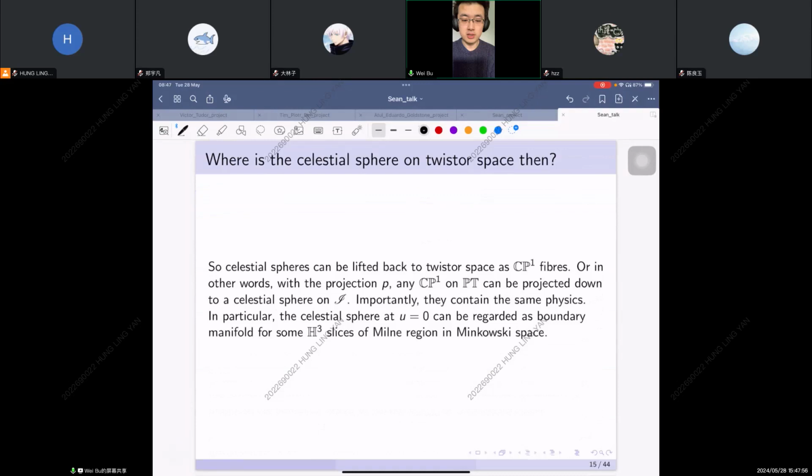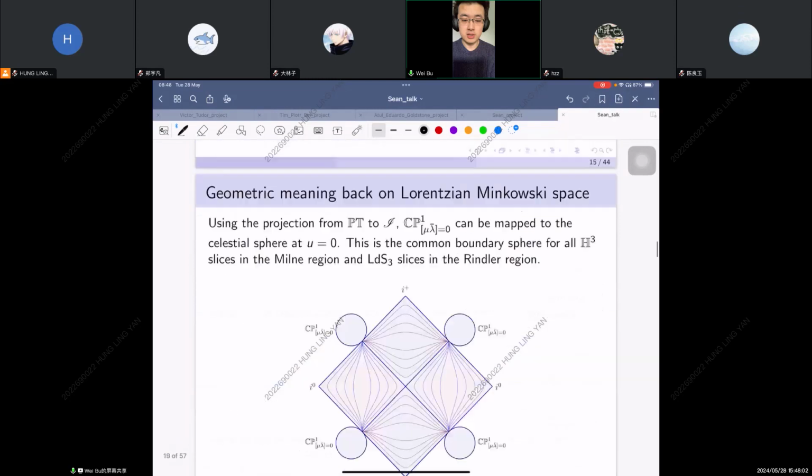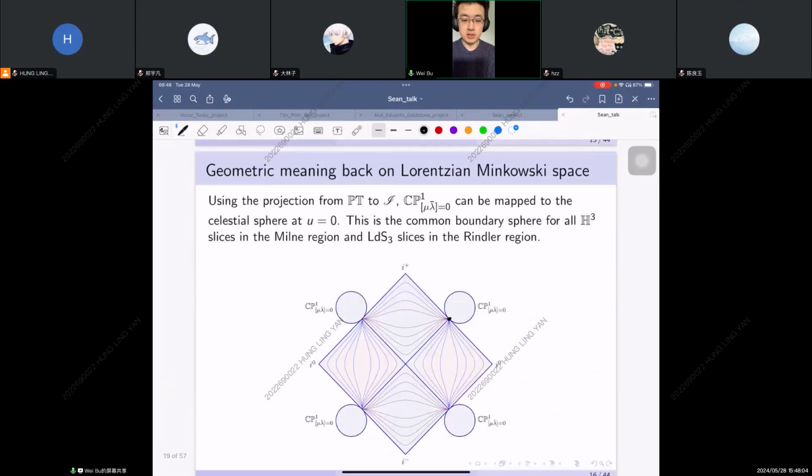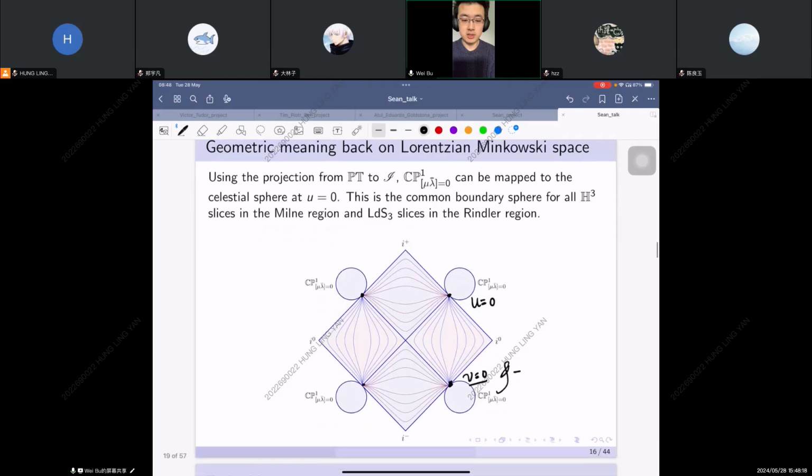In particular, we're going to be interested in the celestial sphere at u = 0. So it's the central cut. Let me show you now. It's these ones. I should say this is u = 0. This is scri minus, so this is v = 0. This is retarded time, this is advanced time. It's t plus r and t minus r.